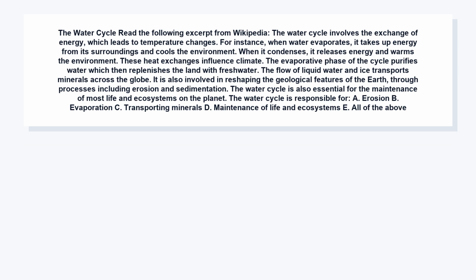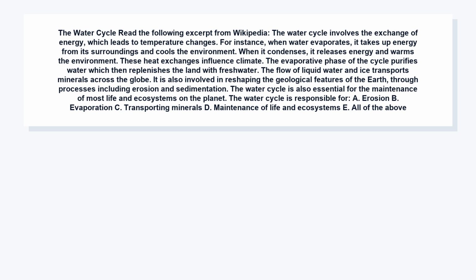The water cycle. Read the following excerpt from Wikipedia. The water cycle involves the exchange of energy, which leads to temperature changes. For instance, when water evaporates, it takes up energy from its surroundings and cools the environment. When it condenses, it releases energy and warms the environment. These heat exchanges influence climate. The evaporative phase of the cycle purifies water, which then replenishes the land with fresh water. The flow of liquid water and ice transports minerals across the globe. It is also involved in reshaping the geological features of the Earth, through processes including erosion and sedimentation. The water cycle is also essential for the maintenance of most life and ecosystems on the planet.